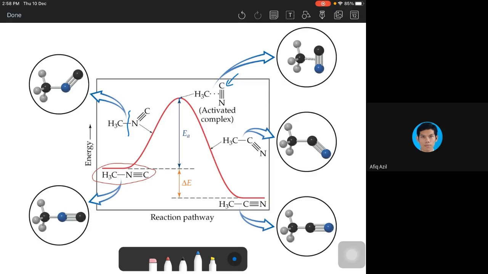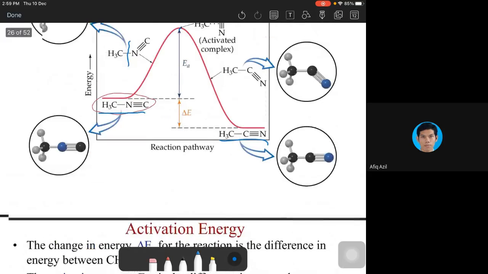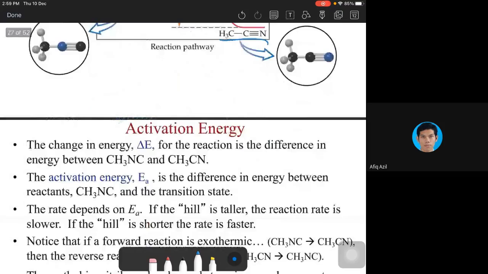And if you notice, the energy level of the product and the reactant is at a different level. The product has lower energy compared to the starting material or the reactant. From this we can tell whether the reaction is exothermic or endothermic, which we will see in a minute later.